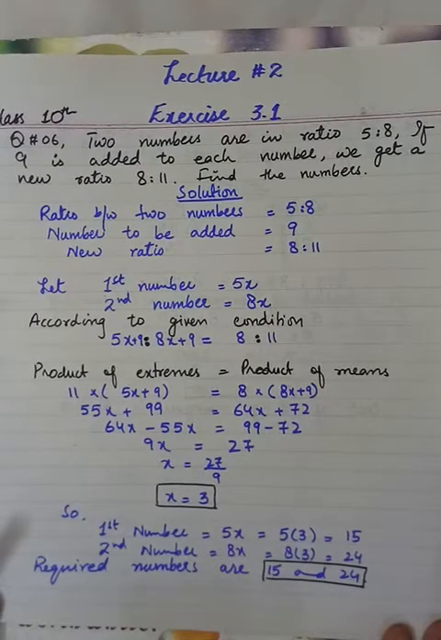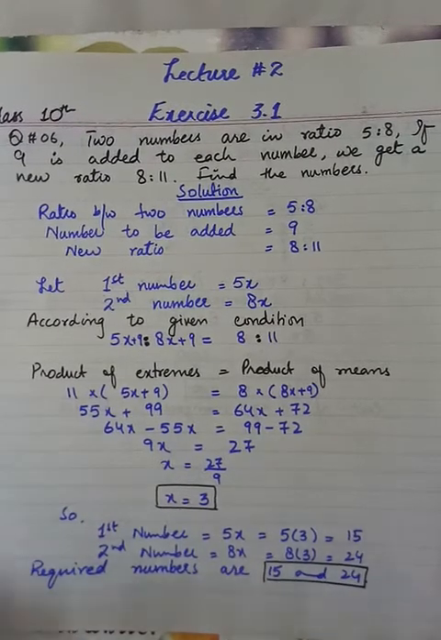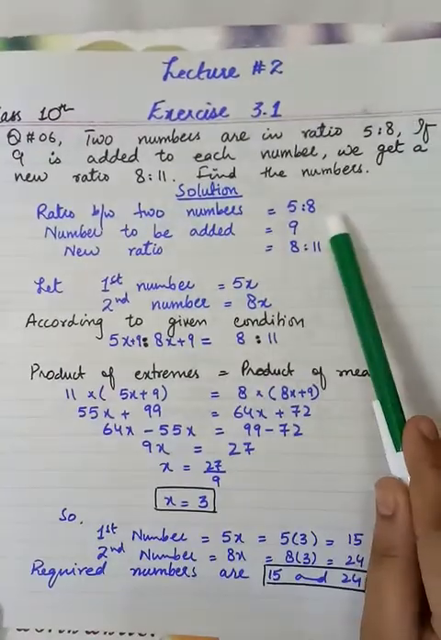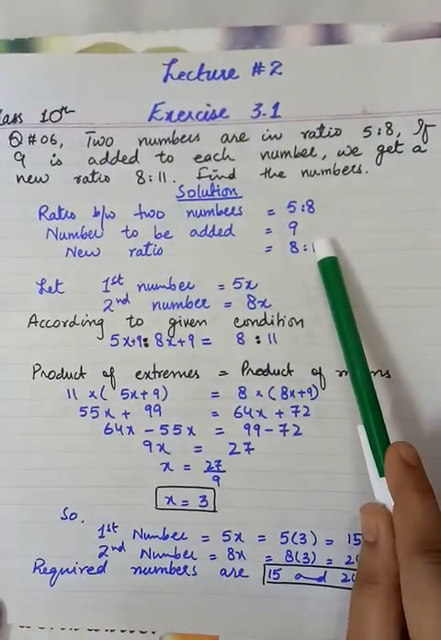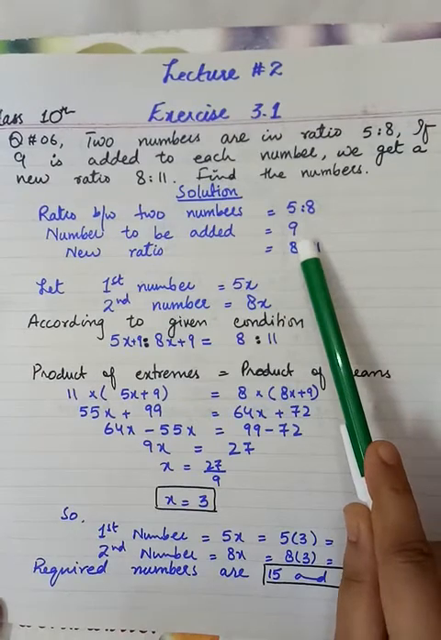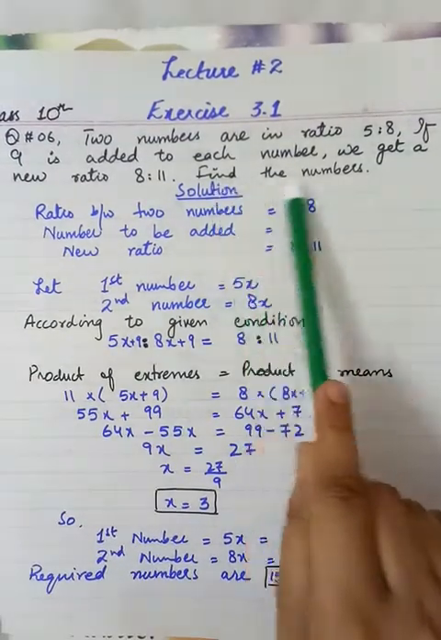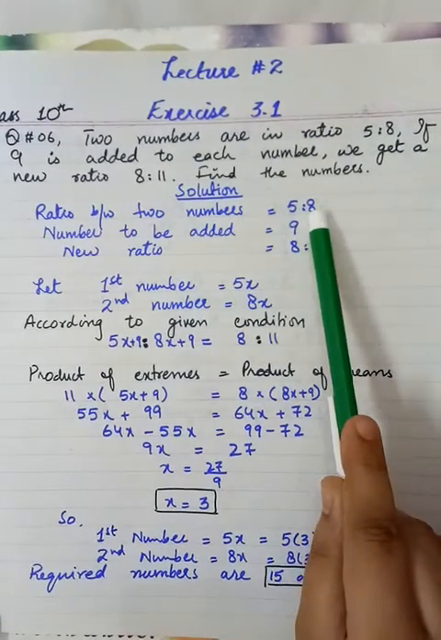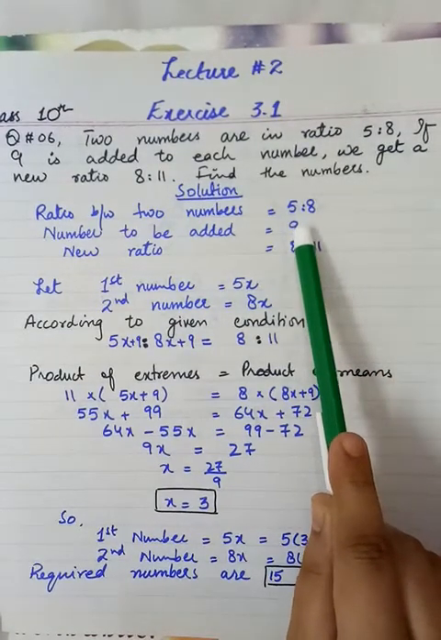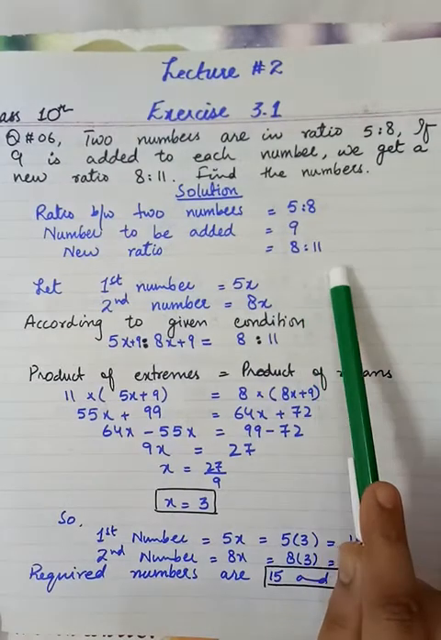Ratio between two numbers is 5:8, which is given in the question. Number to be added in both the ratios is 9. Remember that we don't know those numbers, we have to find the numbers whose ratio is 5:8 and to which 9 will be added and we get new ratio 8:11.